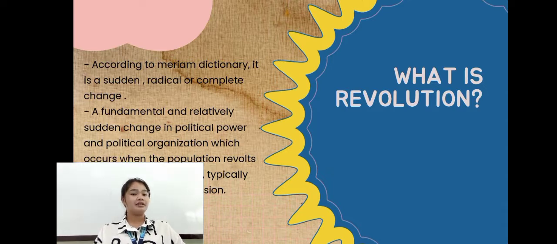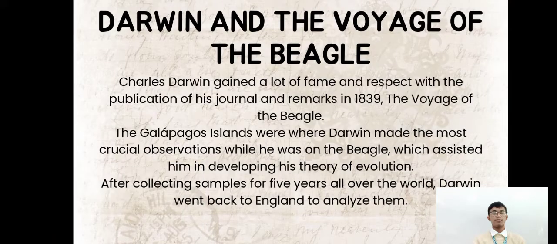What is revolution? According to Merriam-Webster Dictionary, it is a sudden, radical, or complete change, a fundamental and relatively sudden change in political power and political organization which occurs when the population revolts against the government, typically due to perceived oppression.